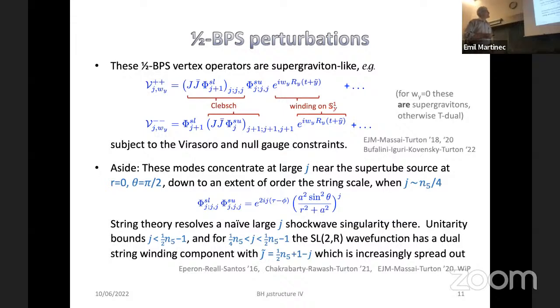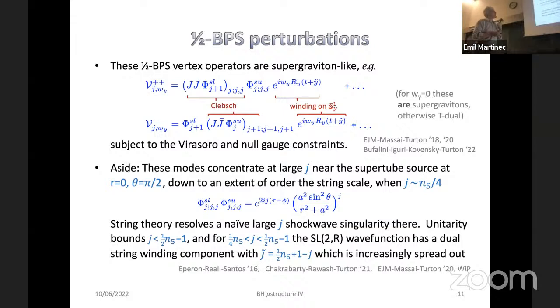Except that, and this is the phenomenon that Andrea was talking about in the previous talk, of an isomorphism of the winding 0 representations at spin J and the winding 1 representations at spin n5 over 2 minus J. So these are isomorphic as representations of affine SL2R conformal field theory, but they have two completely different interpretations. One has the interpretation in winding 0 as a graviton excitation, and the other has an interpretation of a string that's winding the azimuthal direction of AdS3.